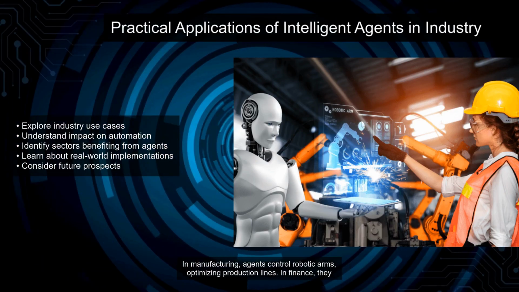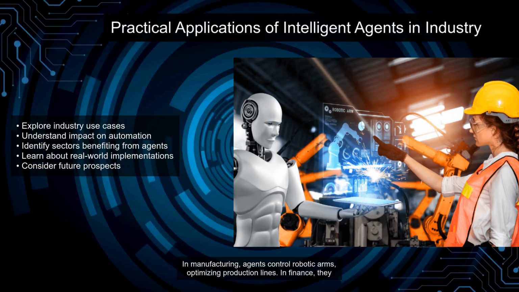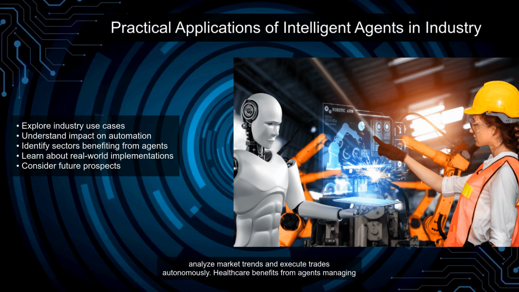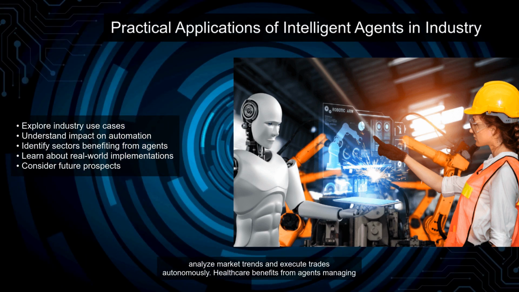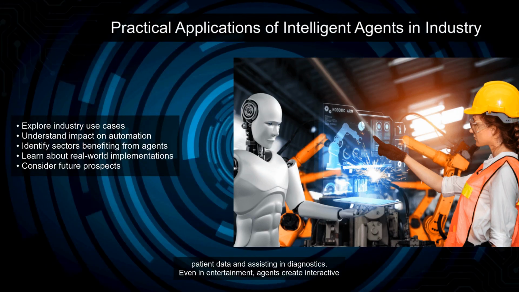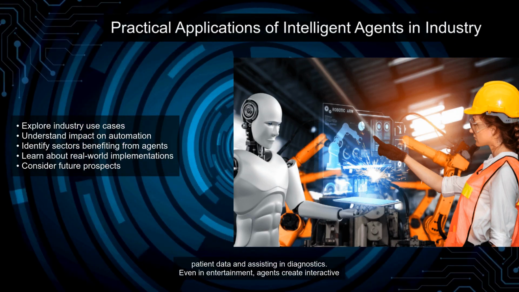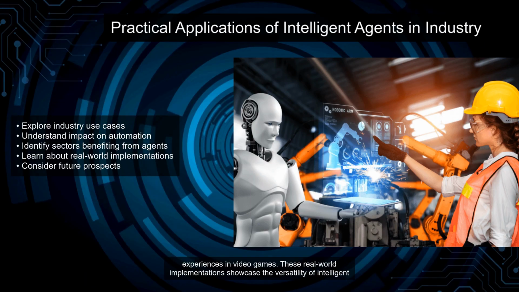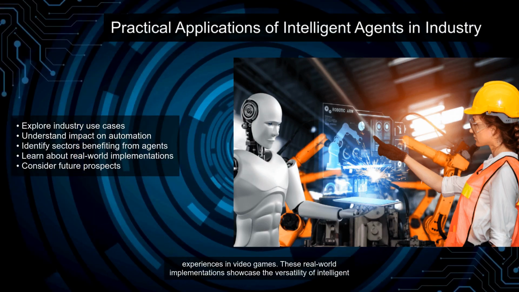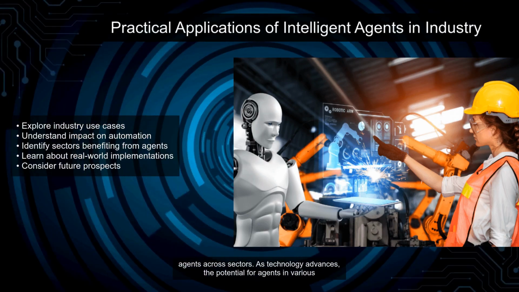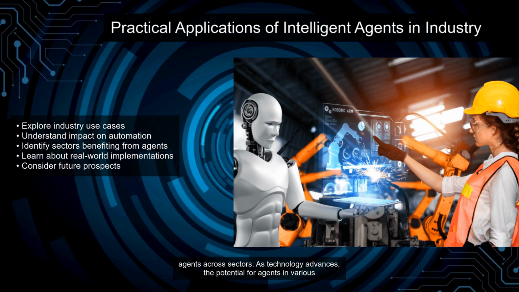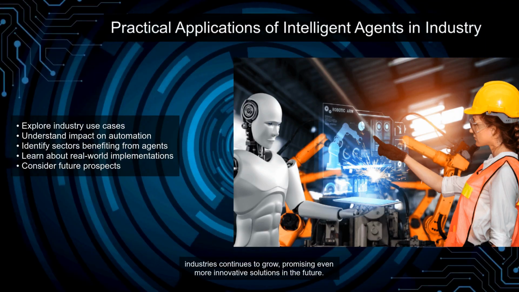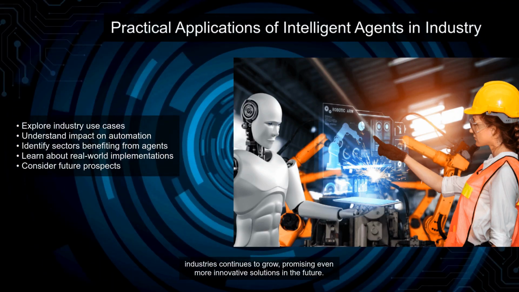Intelligent agents are transforming industries by automating complex tasks and enhancing efficiency. In manufacturing, agents control robotic arms, optimizing production lines. In finance, they analyze market trends and execute trades autonomously. Healthcare benefits from agents managing patient data and assisting in diagnostics. Even in entertainment, agents create interactive experiences in video games. These real-world implementations showcase the versatility of intelligent agents across sectors. As technology advances, the potential for agents in various industries continues to grow, promising even more innovative solutions in the future.